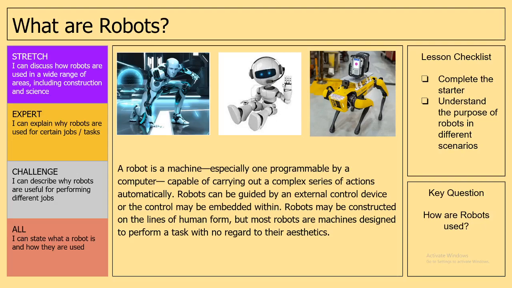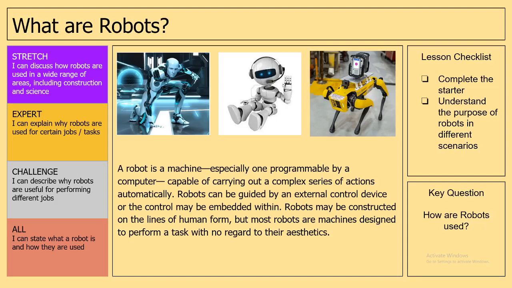A couple of words to make sure we're happy with. Aesthetics, how they look, how they appear. If something is embedded from within, it means what's happening is inside. So I've got 3 different robots there as well that I've included. The top left one might look a little bit familiar. It's based on one of the robots from the movie I, Robot, which is a fantastic Will Smith movie. Make sure you go and watch it.